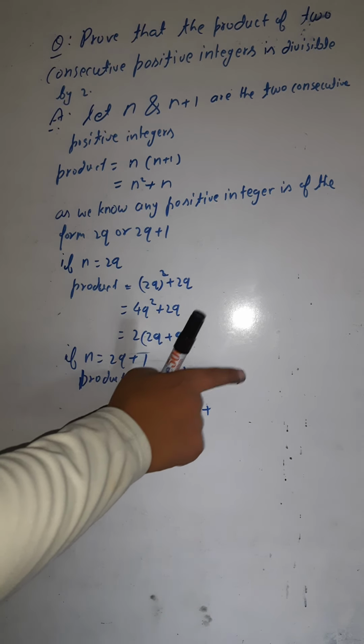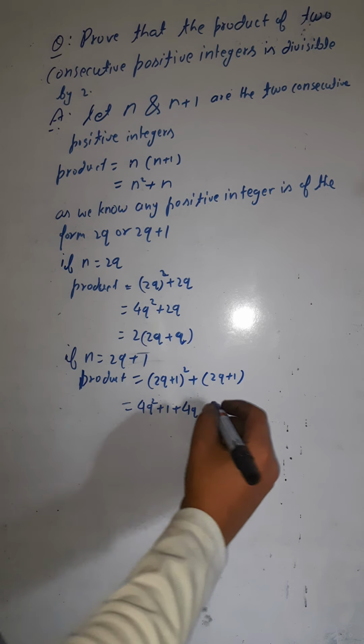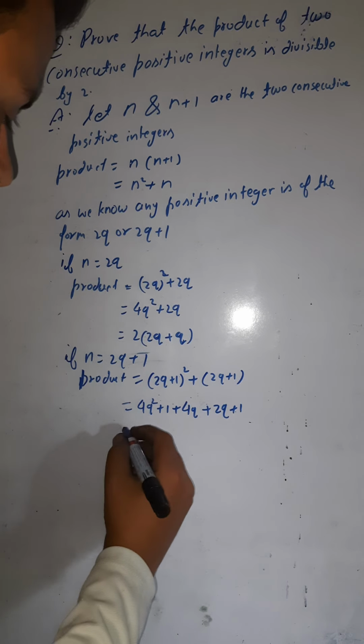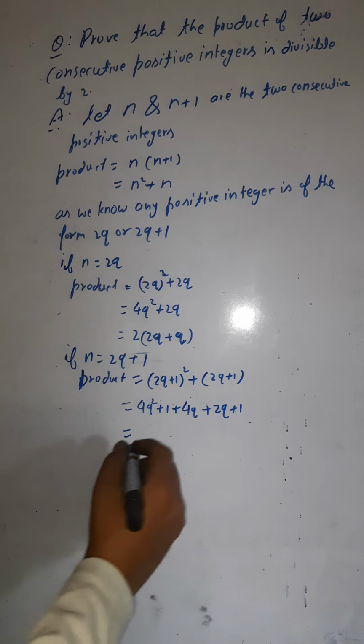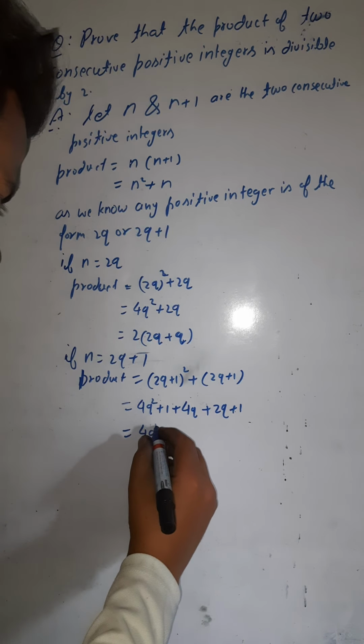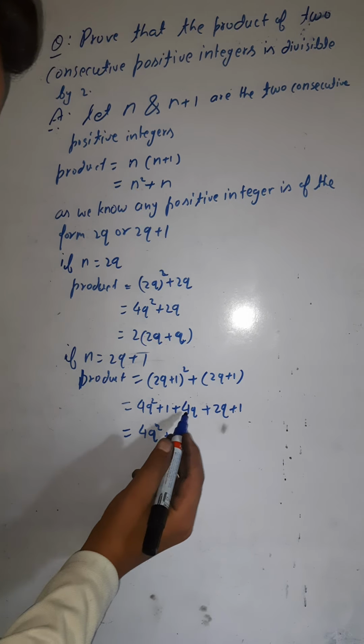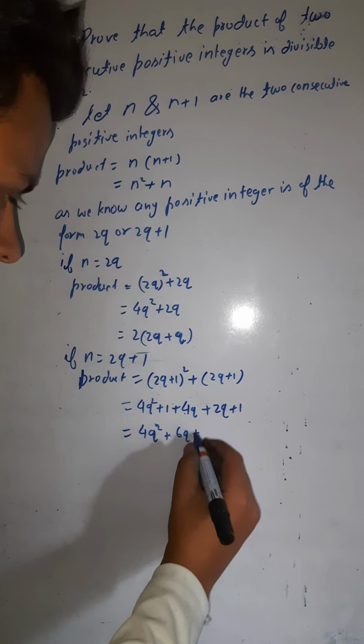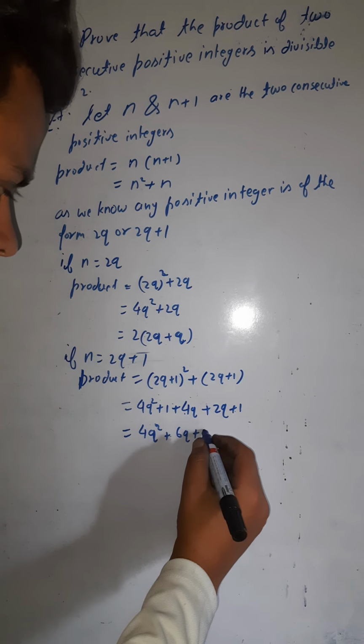Similarly here 2q plus 1. Here no whole square is there, so it would be 2q plus 1. Just add this 4q square plus 4q plus 2q would be 6q. Similarly 1 plus 1 would be 2.